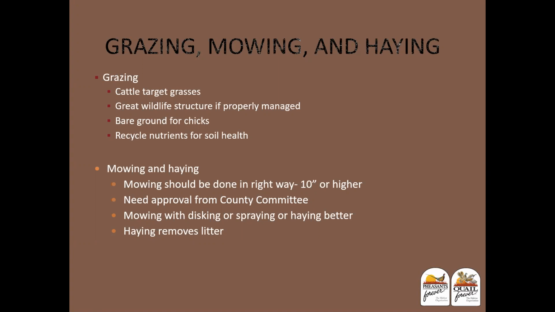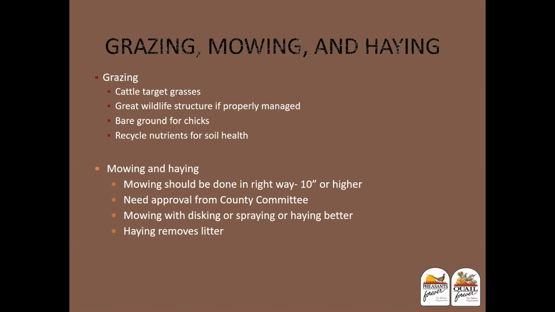You can effectively lessen the presence of species like red clover or some fescues. But mowing on a typical basis, I threw this in here, you have to do it regarding the CRP guidelines. For wildlife purposes, you don't want to go much less than 10 inches. 10 inches or higher would be preferred, so you're not decapitating a lot of your good native forbs. And then as well, you always need approval from the county committee for these grassland practices.